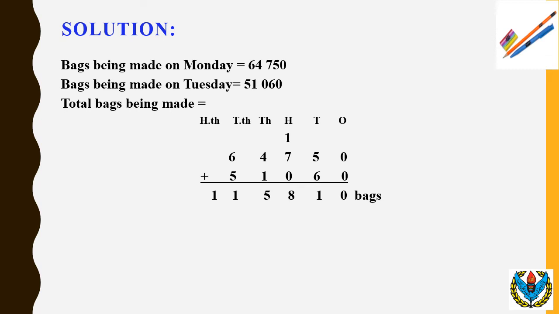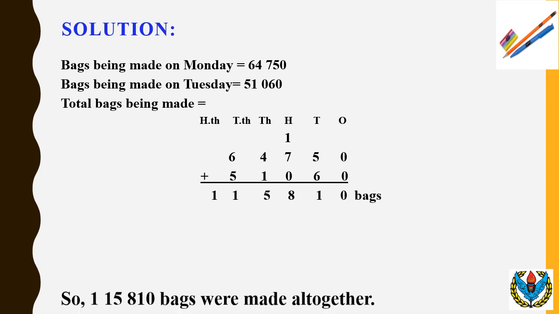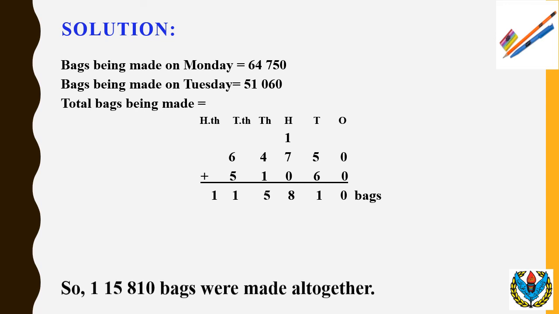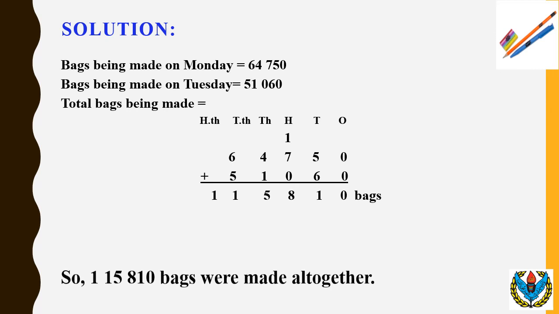In the ones column, the numbers are 0 and 0, and 0 plus 0 is equal to 0. Next, in the tens column, the numbers are 5 and 6. By adding them, we will get 11, and we will write 1 of the 11 in the tens column, and the other 1 will be given as carry to the hundreds. Next, in the hundreds place, 1 plus 7 plus 0 is equal to 8. Next, in the thousands place, the numbers are 4 and 1, and 4 plus 1 is equal to 5.